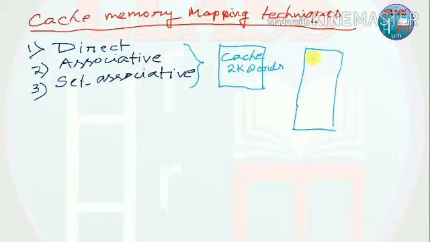So this is your cache memory, and suppose this is your main memory. Clear? So consider that your main memory size is 64K words. So this is your cache memory and this is your main memory. Its size is 2K and its size is 64K.